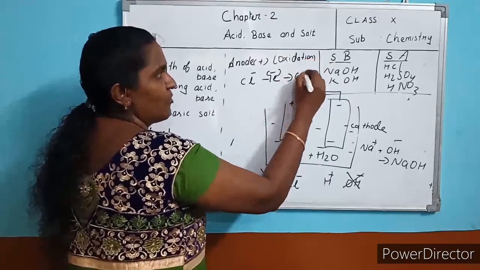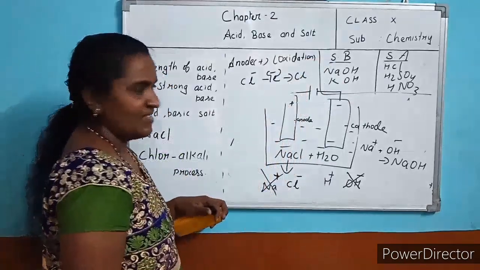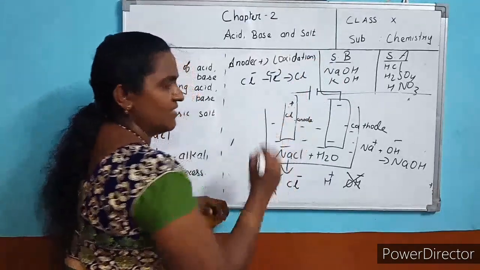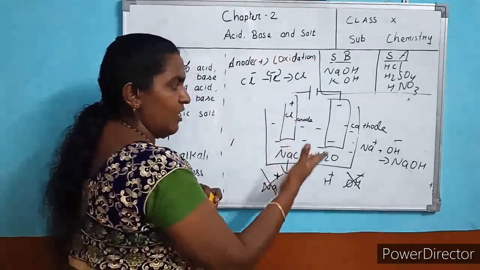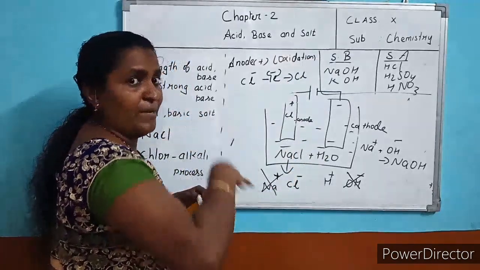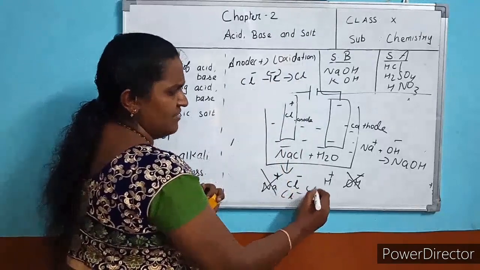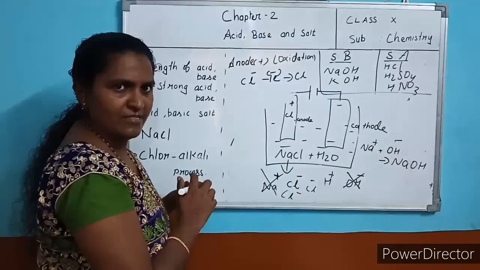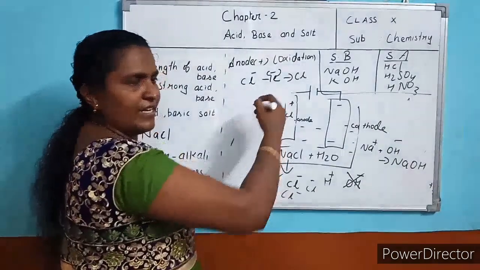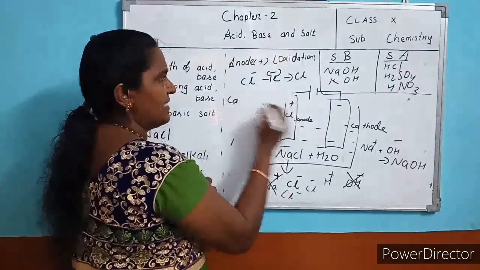And to form chlorine, a neutral atom. So here you get chlorine. Here you will have not only one ion, a number of chloride ions are present. Many chloride ions are present. Many hydrogen ions are present. Understood?